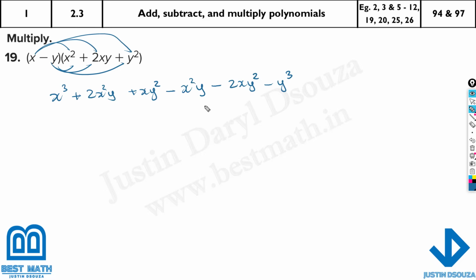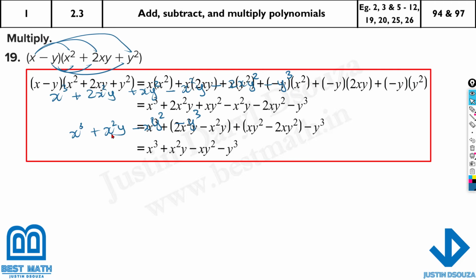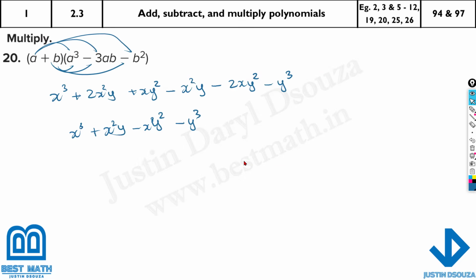Now, is it over? Can we simplify it? Don't forget, we can simplify it further because x cubed, there's no other term. Even y cubed is alone. But x squared y, look at this. This is also x squared y. So, plus 2 minus 1 will be 1. That is just x squared y, or you can write 1 x squared y. That's fine. And what about xy squared? It's the same thing. Minus xy squared. See, over here it's plus 1 minus 2 will be minus 1. And minus y cubed. So this is the final answer. And here we go. That's it. So it was plus, plus, minus, minus.